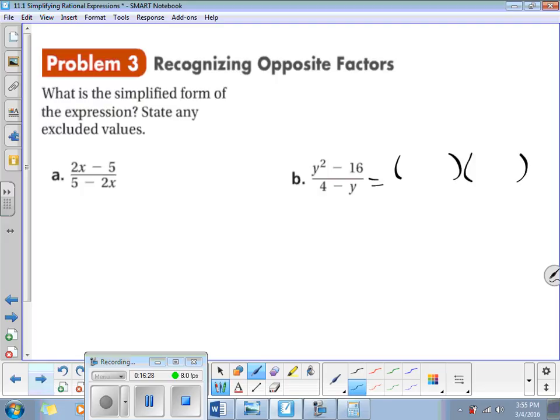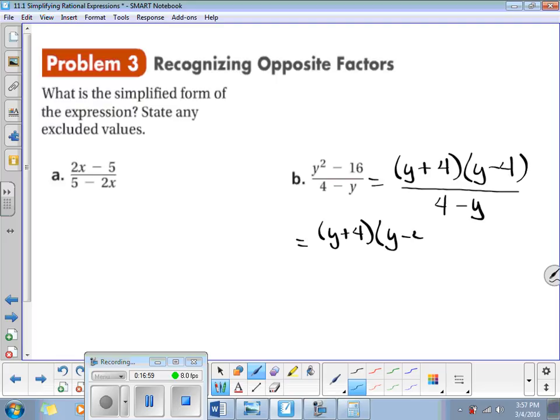So we've got y times y, 4 times 4. One's going to be plus, and one's going to be minus. All right. So here you can see we almost have something that we can cancel out, right? But we can't right now. I can go ahead and flip that around, right? So if I flip the denominator around, I'm going to get y plus 4 times y minus 4 over negative y plus 4. Now here, I can go ahead and factor out a negative 1, right?